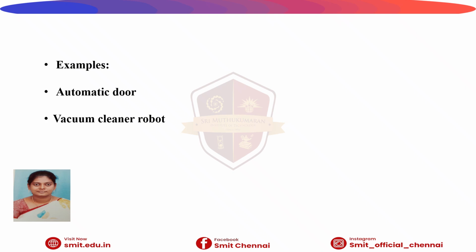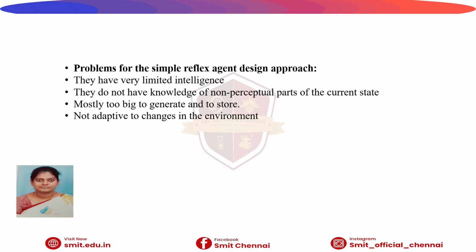The next one, vacuum cleaner robot. A simple vacuum cleaner robot might move forward until it detects a wall, then turn and move in another direction. It doesn't learn from its previous cleaning patterns or try to optimize its path. Disadvantages for the simple reflex agent include limited intelligence. They do not have knowledge of non-perceptual parts, which is mostly too big to generate and store. They are not adaptive to changes. If there are any changes, they won't adapt.